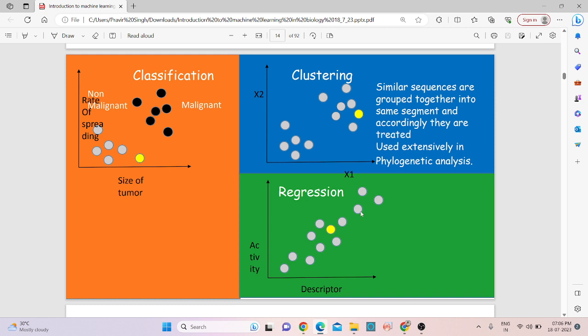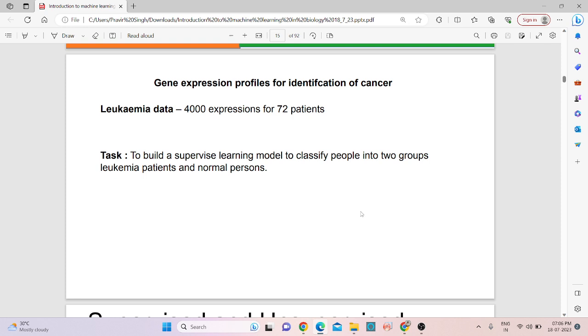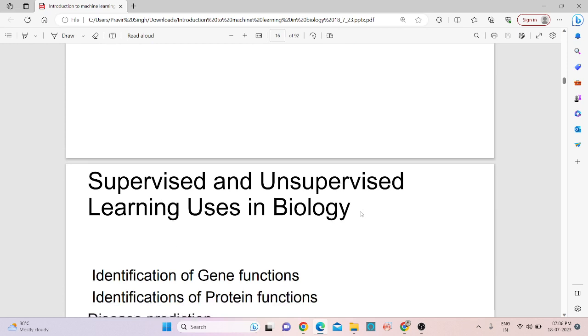For example, in gene expression profiles, we have leukemia data, which is a very famous data set in UCI. We have 4,000 expression profiles for 72 people, and we need to identify whether the persons are having leukemia or not. This is a classification.